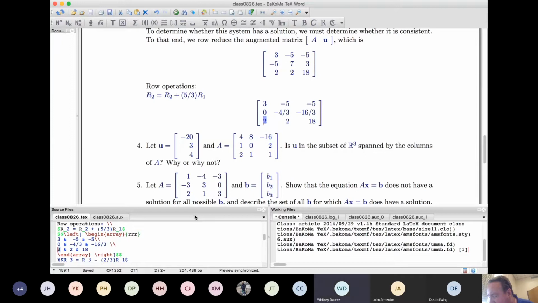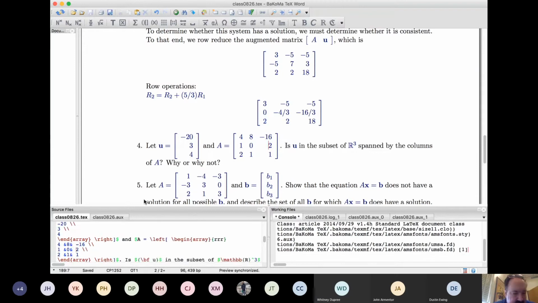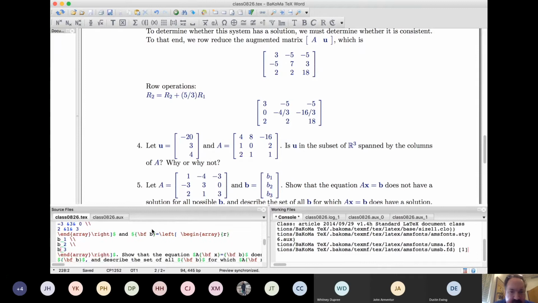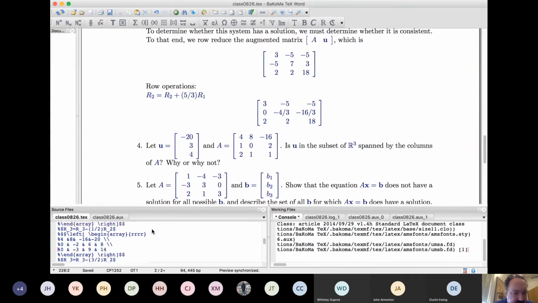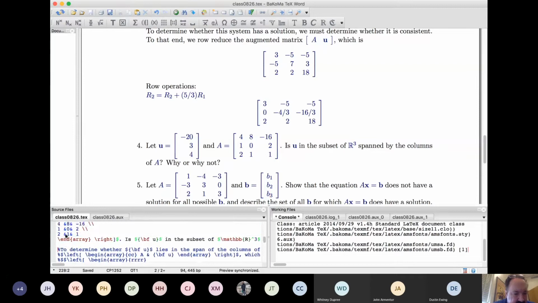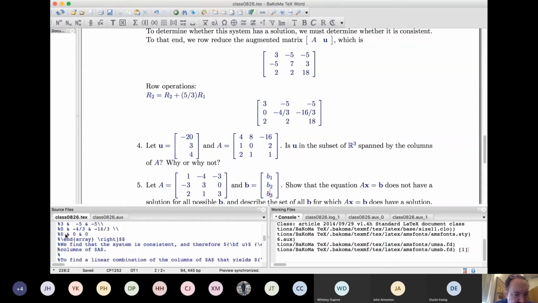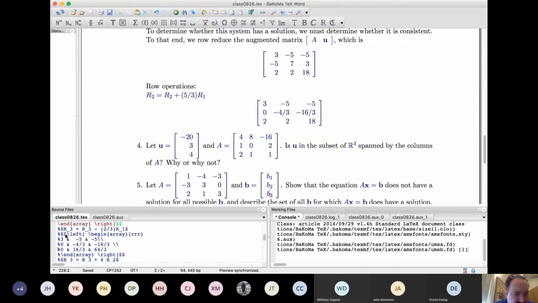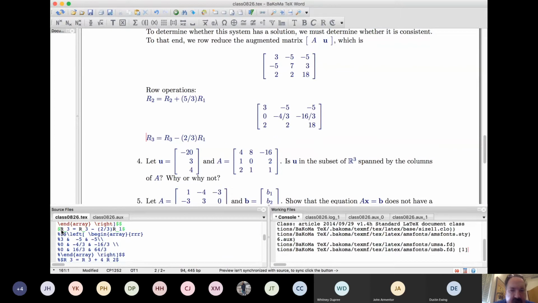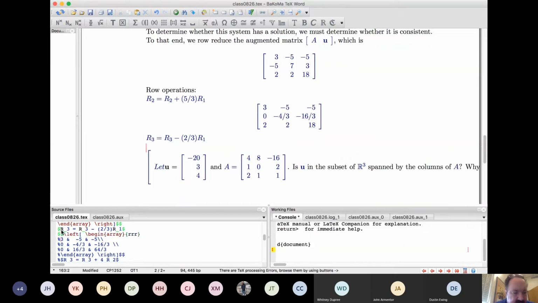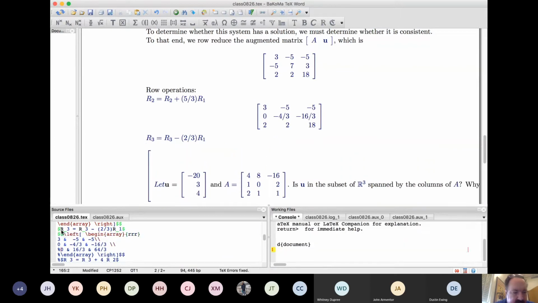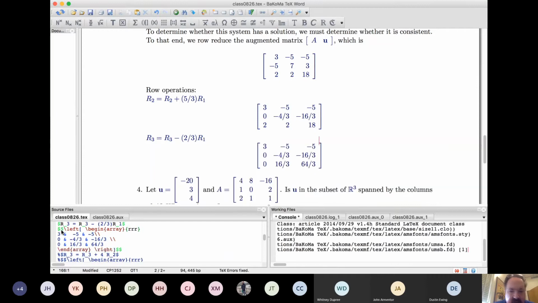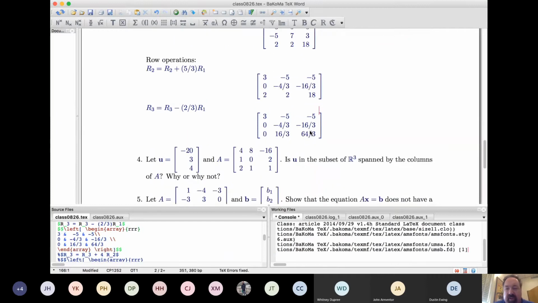That is 2/3. Yeah, so row 3 will be itself, oh sorry, I scrolled to the wrong place, minus 2/3 row 1. Okay, so that takes care of everything in the first column that needs to be eliminated.